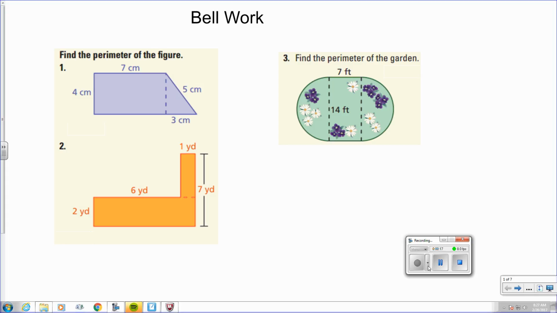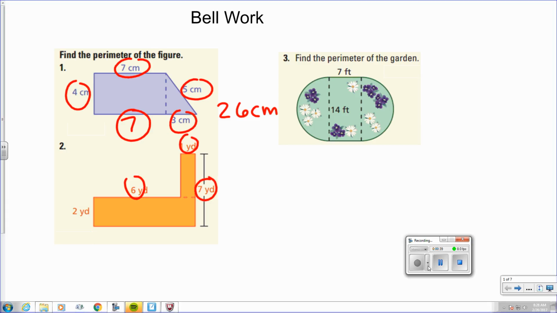Okay, number 1, to find the perimeter, you should have added around 4 plus 7 plus 5 plus 3, plus you need to add this section here, which is also 7. So you've got 7 plus 7 is 14, plus 4 more is 18, 23, 24, 25, 26 centimeters would be your perimeter there. On this next one, you've got 7 along the side, and 1 and 6 makes another 7, which is 14. And down here is another 7. So 7, 14, 21, plus 2 more is 23 yards.